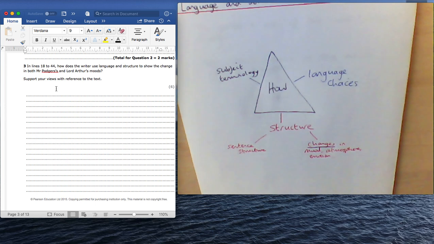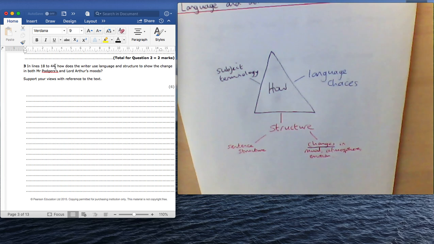So as this is a paper 1, they will give you a very, very short section of the extract to look at. In paper 2, the non-fiction paper, the language and structure question is worth 15 marks, and they will be asking you to comment on the language and structure in the whole text. But here, as it's only 6 marks, they restrict the lines that you need to look at.